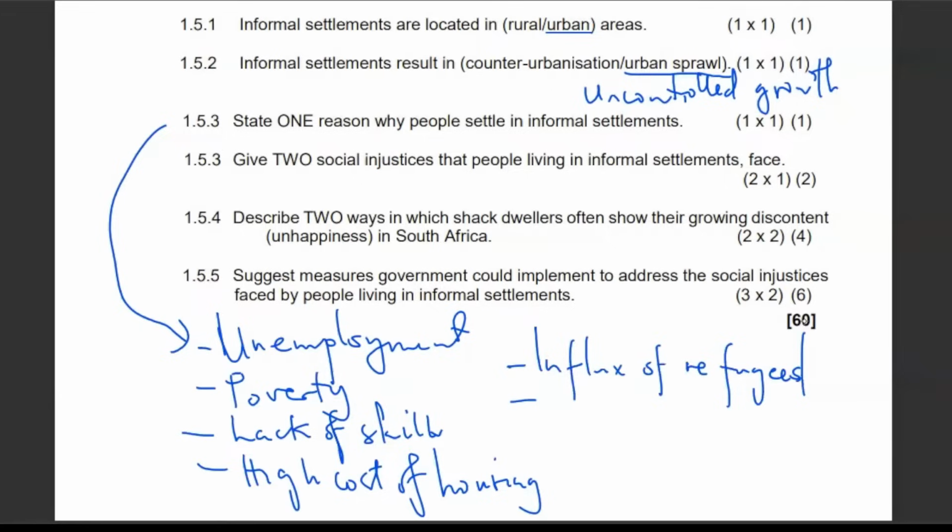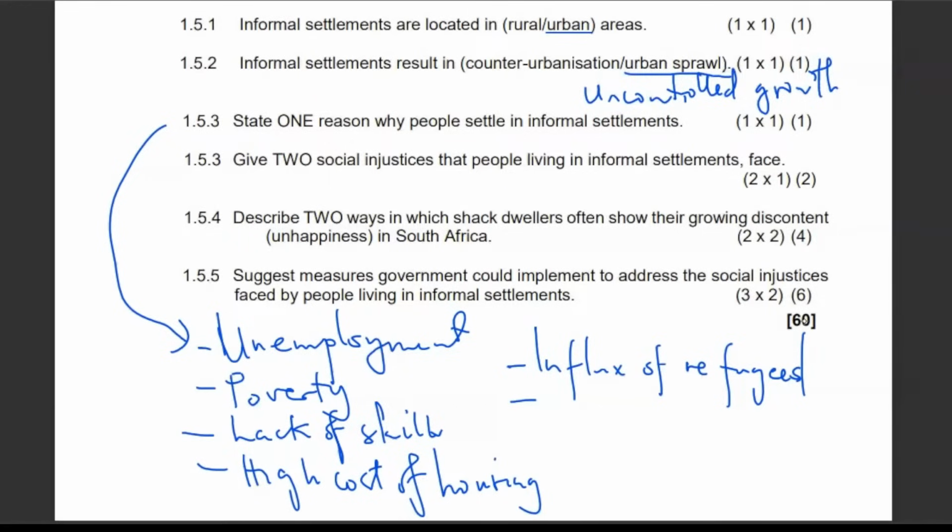Then also poverty. For the same reason, if a person is poor, they don't have an income, they can't afford staying in formal settlements, and therefore the only option is to go and stay in the shanty towns. Lack of skills. Lack of skills will lead to unemployment again. If you don't have the right skills which are required by employers, it automatically means that you are not employable, and the end result is you don't have a source of income and you opt to reside in the shanty towns. And the high cost of housing.